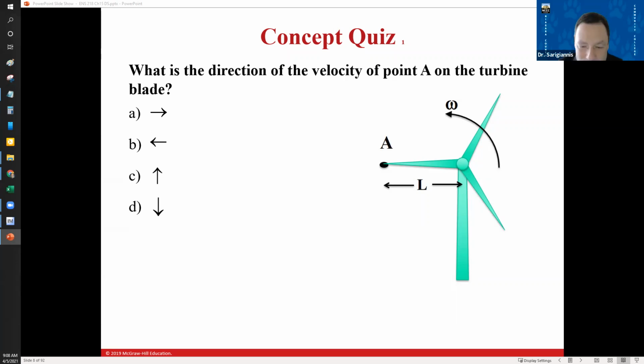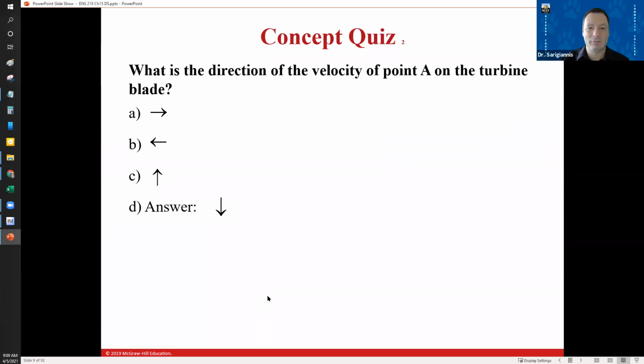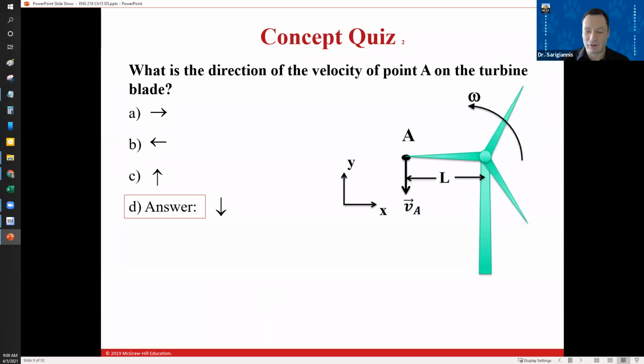All right, what do we got? Five people out of 6. Most people in the poll got D. D is the answer. The tip of the turbine at that instant, its velocity is pointed tangentially to the path of rotation. So tangentially, that's the vector V. Close the poll.